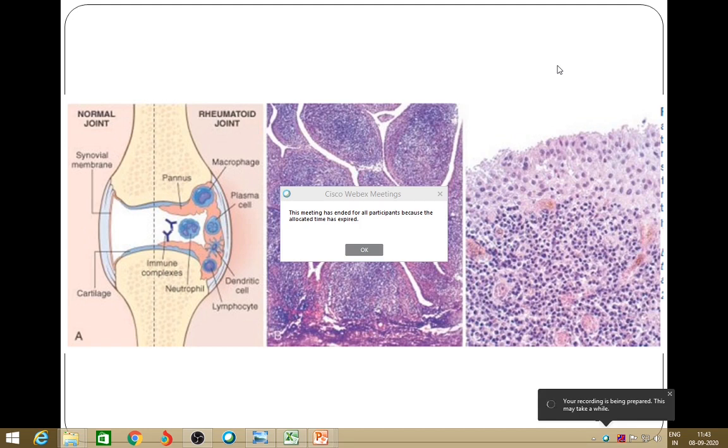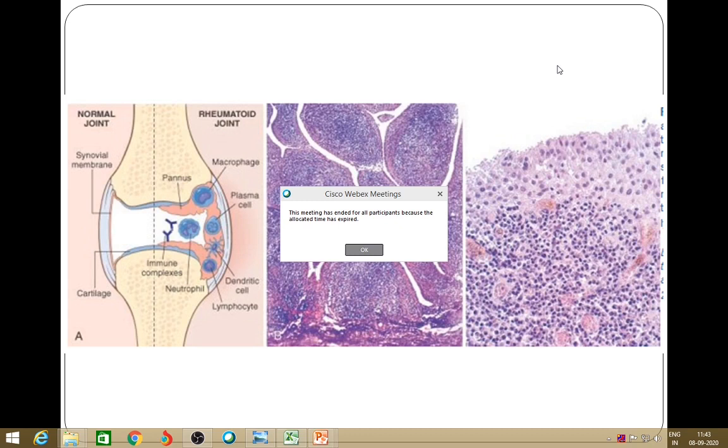Here you are seeing multiple layers of synovial cells, and below the synovial cells you are seeing granulation tissue. In granulation tissue, what do you see? A lot of lymphocytes and plasma cells and newly formed blood vessels, and sometimes lymphoid follicles down below. So in the middle picture you can see multiple synovial villi, which are lined by multiple layers of synovial cells, and underneath there is granulation tissue.